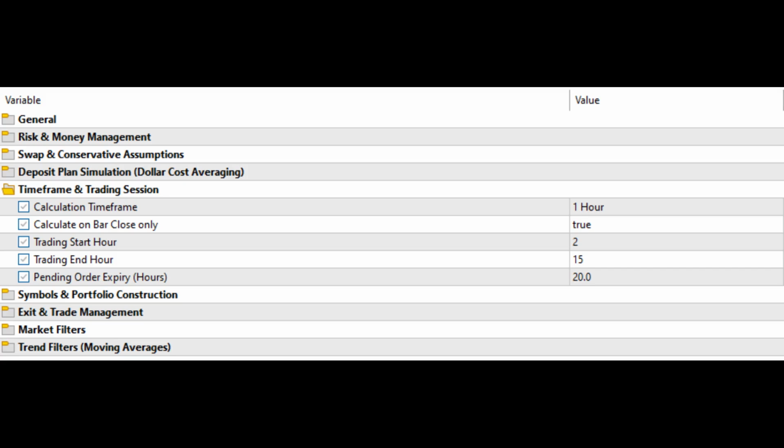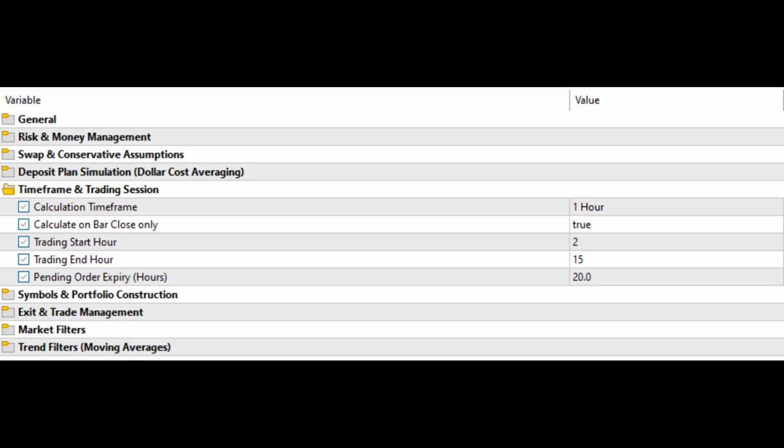The parameter pending order expiry in hours has a default value of 20. It defines how long a pending order stays active after it has been placed. If the order has not been triggered within that number of hours, it is removed automatically. By combining trading end hour with pending order expiry, you can control for how long new orders can still be activated after the search window is closed.